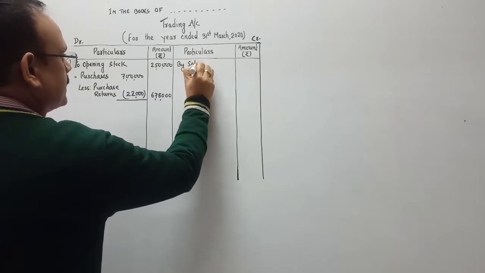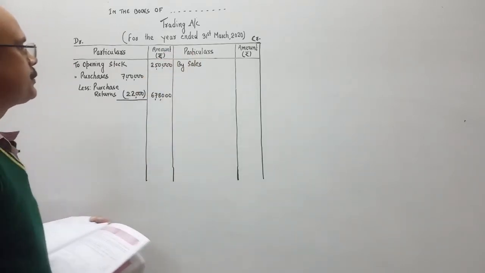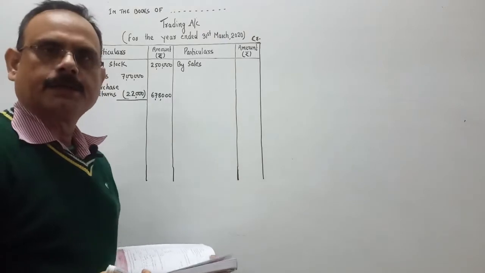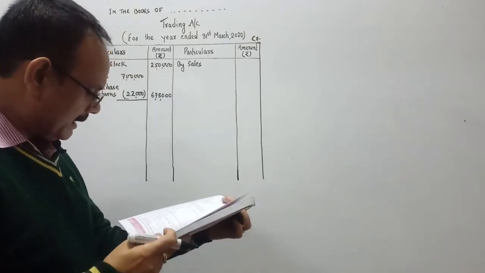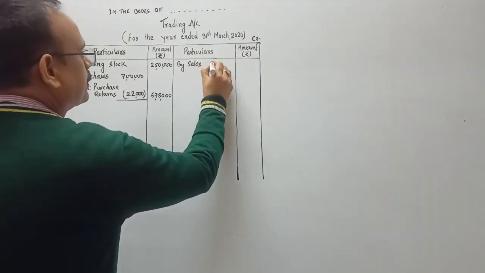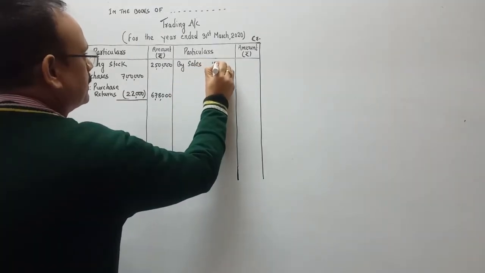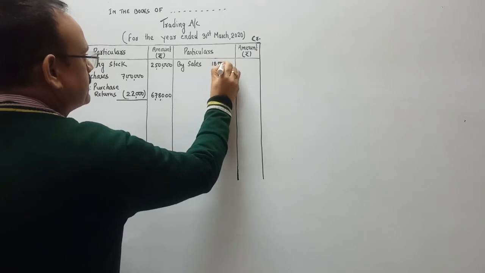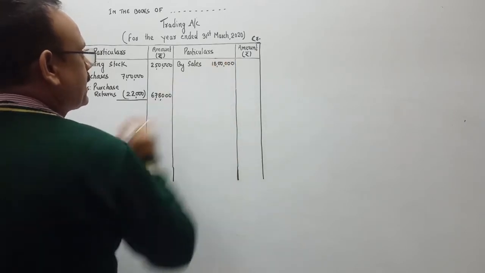So write the sales. Before writing the sales, you see whether sales return is there or not in the question. Sales return is also given in the question. So you write the sales in the inner column. Sales is 18 lakhs.